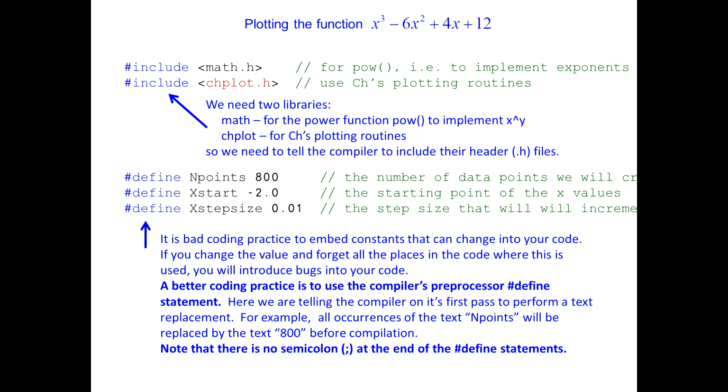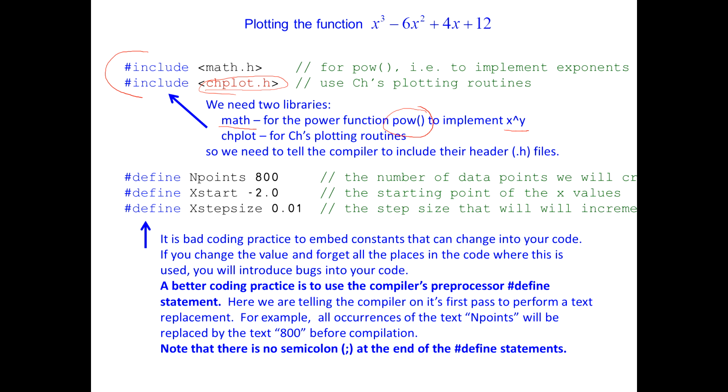Okay, so let's start out here. The 2 libraries that we are including: we're using the math library, math.h, because we need the power function, because we are using exponents, so we want the ability to take a variable and raise it to a particular power, because we have x cubed and x squared. And since we're plotting it and we're going to make use of CH's plotting routines, we need the header file for that one as well. That's just because we're using functions that have already been written for us.